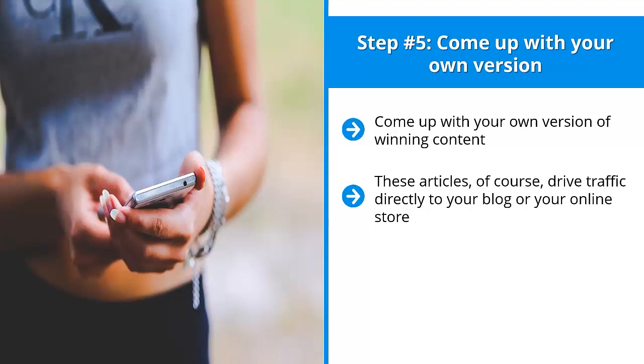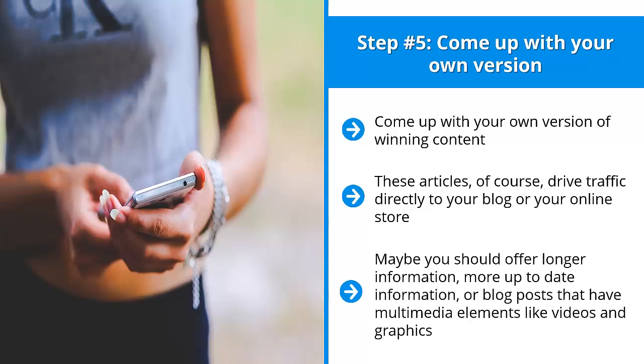These have to be at the same level of quality as your third-party content or better. Pay attention to how your curated popular content talks about the topic and adopt the same style but deliver something better. Maybe you should offer longer information, more up-to-date information, or blog posts that have multimedia elements like videos and graphics. Whatever you need to do, come up with content that basically blows away all the other content that you feature on your page.